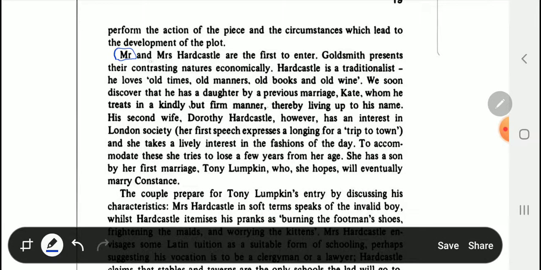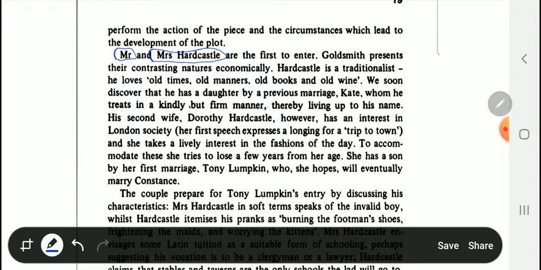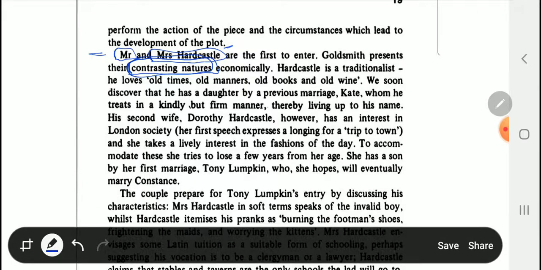So we have Mr. and Mrs. Hardcastle, if you remember those two names. He's the husband and she's the wife, and both of them have contrasting natures. From the beginning, Oliver Goldsmith tried to show that to the audience. How is that? Let's see.